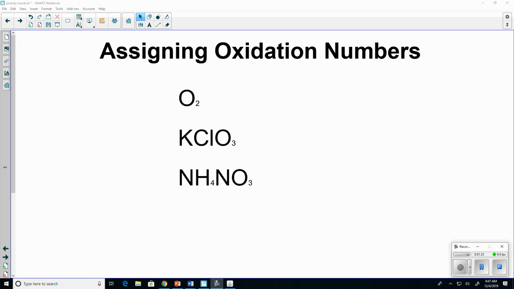Fluorine, being the most electronegative element on the periodic table, will have a -1 no matter what. Typically, your alkali metals are a +1, your alkaline earth metals are a +2. Hydrogen's usually a +1, unless it's bonded with a metal. Then it's a -1. It tells you typically oxygen's a -2, but there are a couple exceptions there. Rules 7 and 8, I think, are the important ones otherwise.